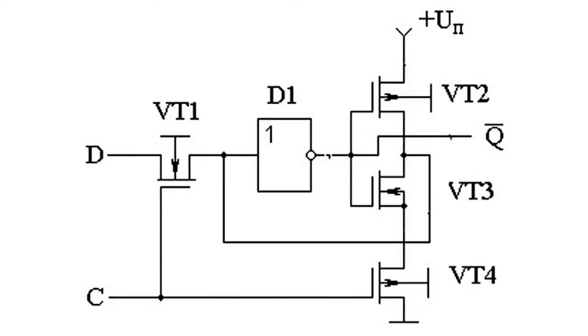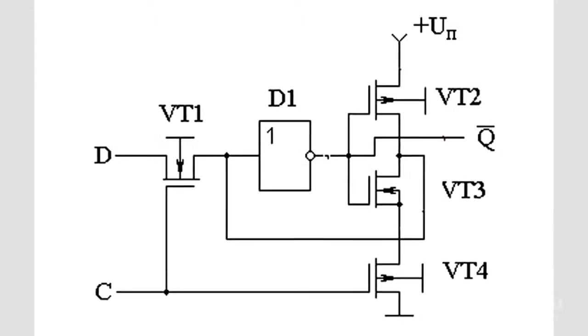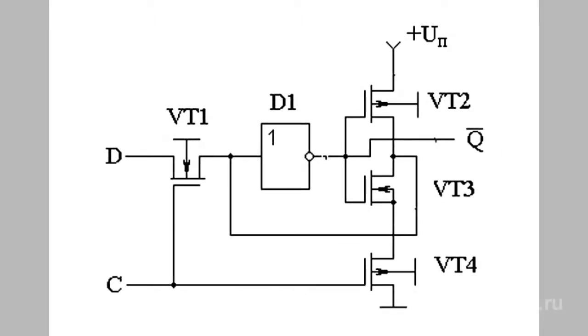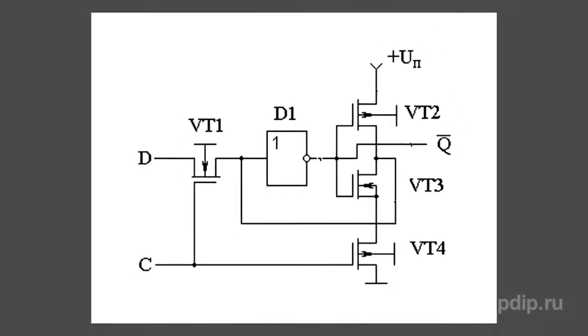Instead of logical elements, CMOS chips use ordinary transistor switches. When a high-level C-clock signal is supplied, transistor VT1 opens and ensures signal transmission from input D to the inverting output Q via inverter D1.